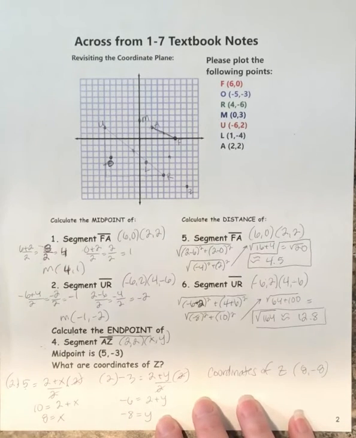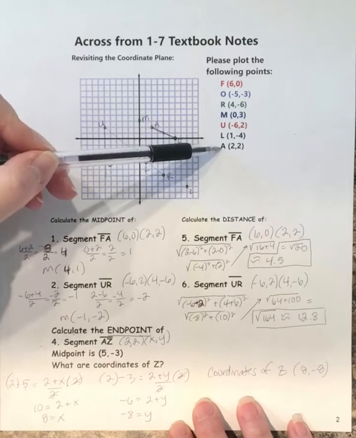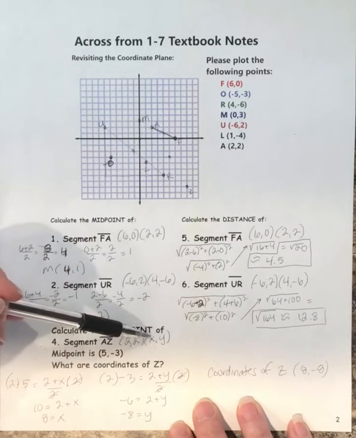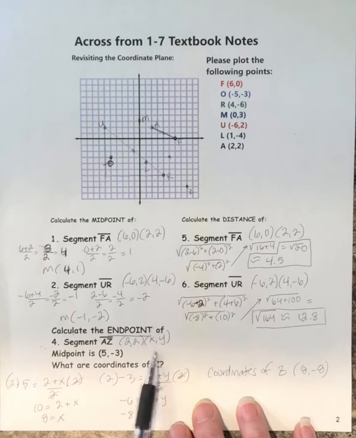This is a little bit more challenging, and it goes with kind of splitting up the formula a little bit like I had showed you on the previous page. So I have to calculate an endpoint of the segment AZ, okay? A is 2, 2. Z, I don't know. That's why I just have it as x, y. But I know the midpoint is 5, negative 3. What are the coordinates of Z? So this is what I'm trying to figure out.